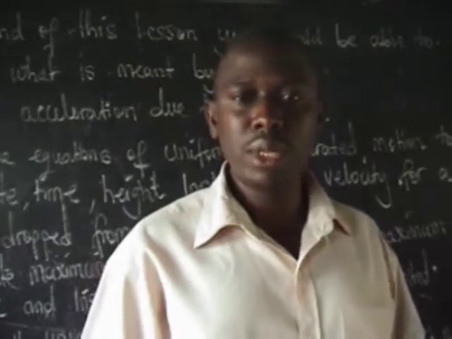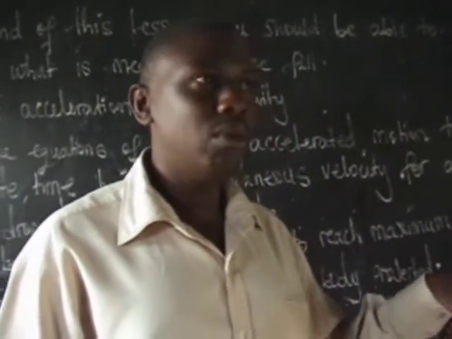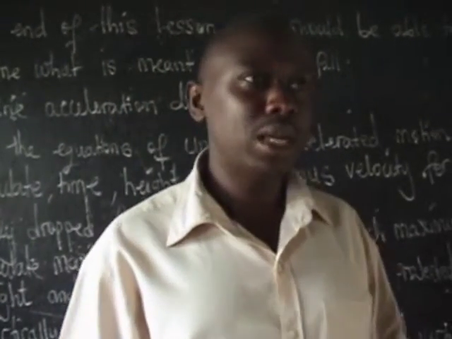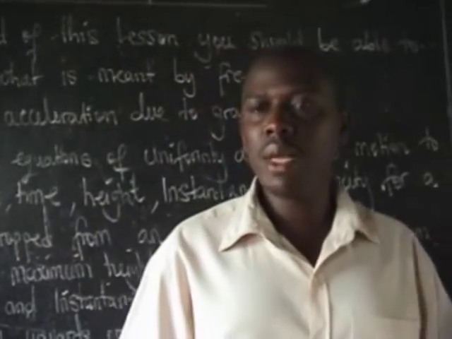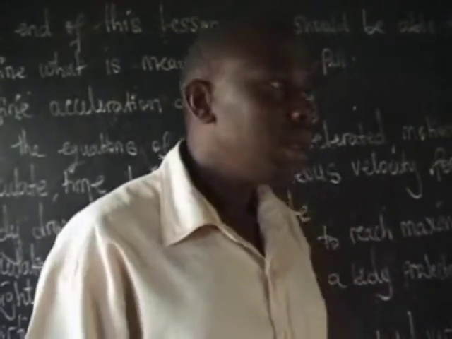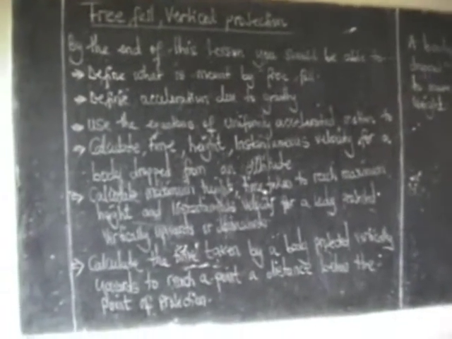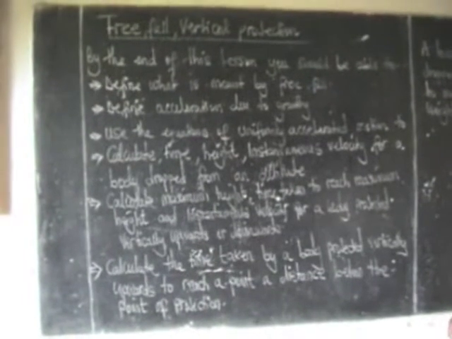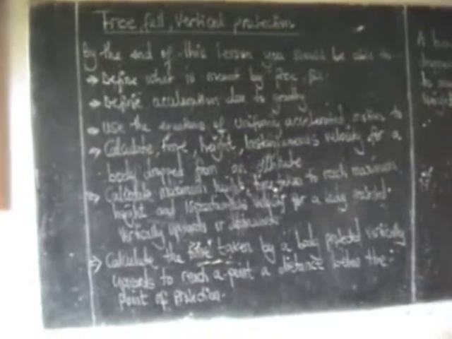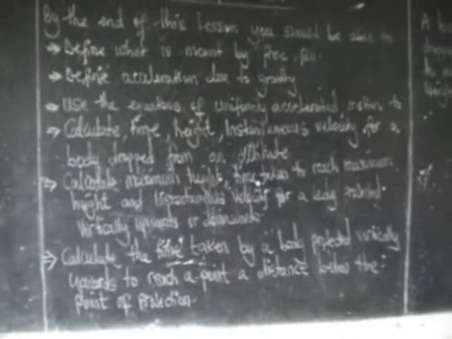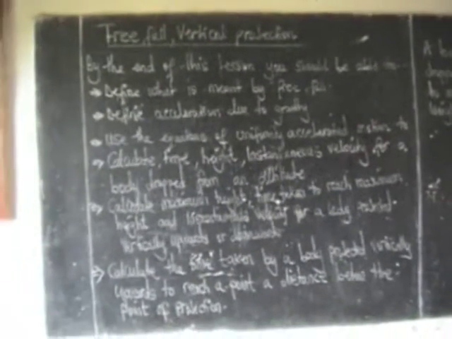However, if they were dropped in a vacuum, they would all travel the same distance in the same time, and they would land on the ground at the same time. So all bodies would be accelerating at the same acceleration due to gravity. In order to handle these challenges, we shall be using the equations of uniformly accelerated motion. So in the previous lesson, we looked at the three equations. We shall also be using the same equations when it comes to the calculations.